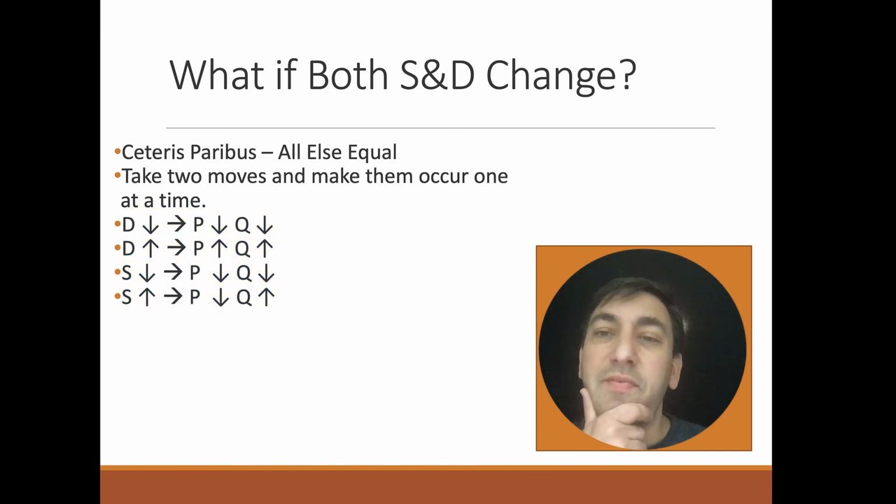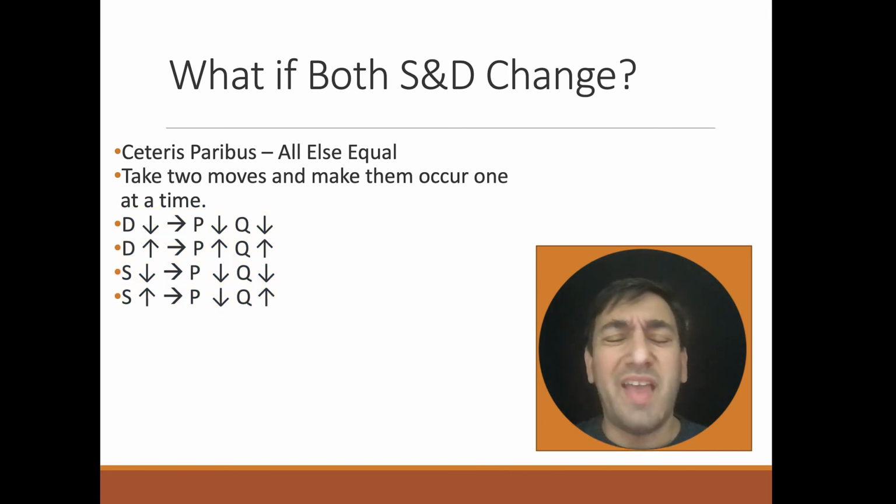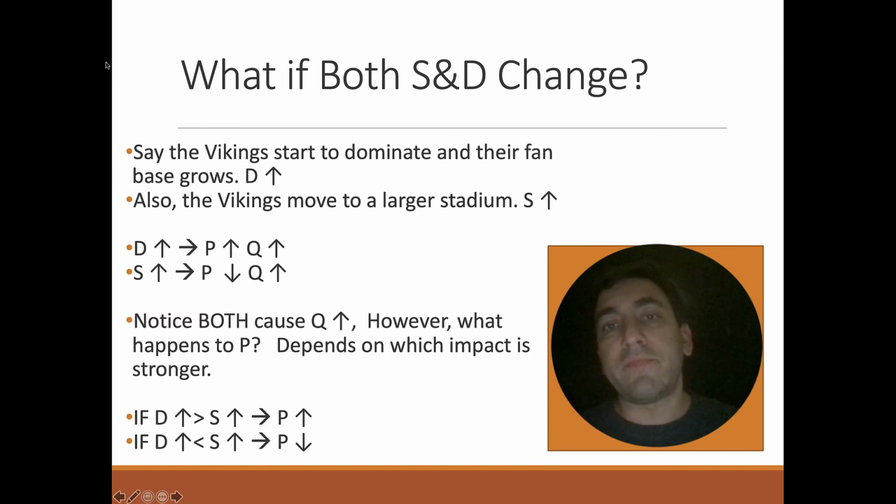But what happens if there are 2 changes? Now things are getting harder. So what happens if there are 2 changes? It's like a chemistry experiment. You don't put multiple experiments together at one time. You do one change and then the next. And that's sort of what we're going to be doing here.